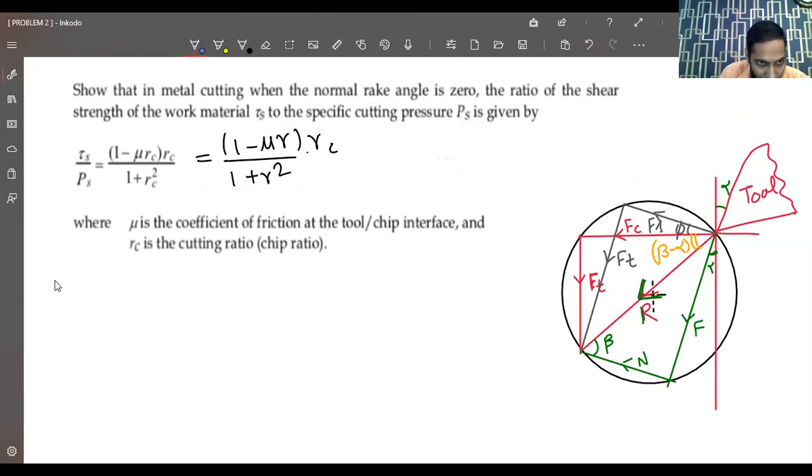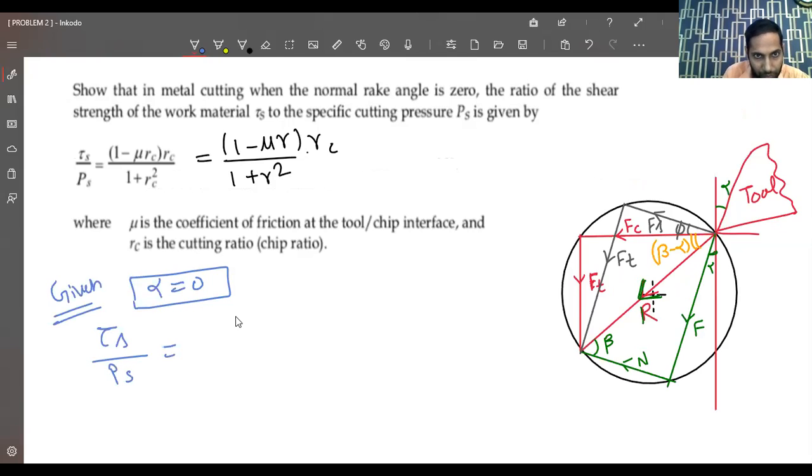This is what is given. The first given is the normal rake angle alpha is equal to 0. Okay, clear. And the ratio of shear strength, that is tau s, to the work material specific cutting pressure Ps is equal to (1 minus mu) into r upon (1 plus r squared) into r. So this is what I have to calculate.